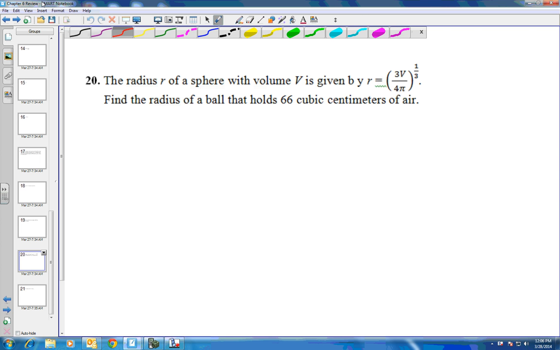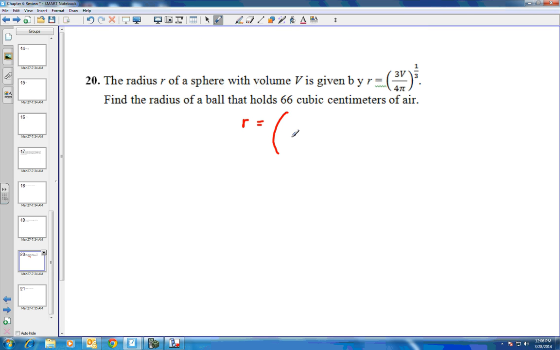So number 20, the radius of a sphere with volume V is given by, and it gives us the equation. Find the radius of a ball that holds 66 cubic centimeters of air. So where's that 66 going to go? In front of my V, that's my volume. So I'm going to write R equals 3 times V, but V is 66, all over 4 pi, and I have to raise that to the 1/3 power. So once you plug that in, this just becomes a calculator problem.